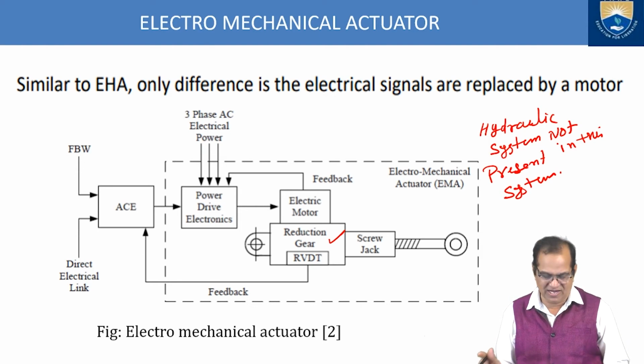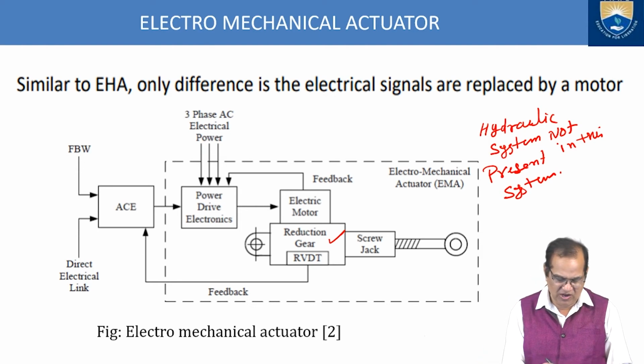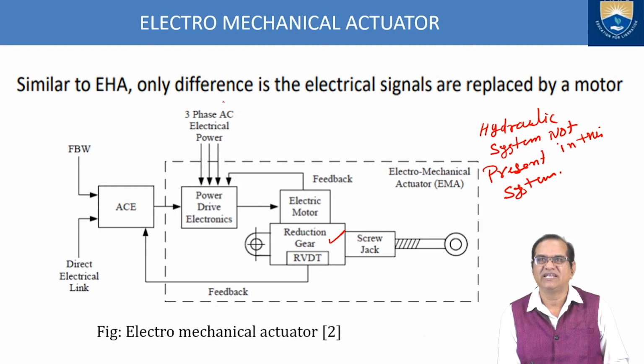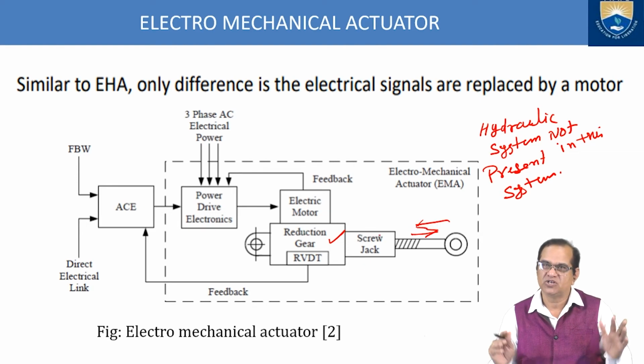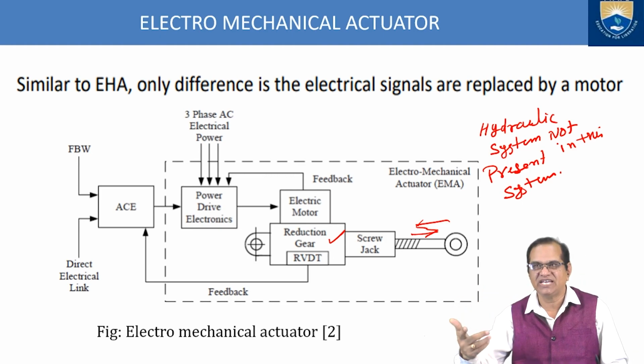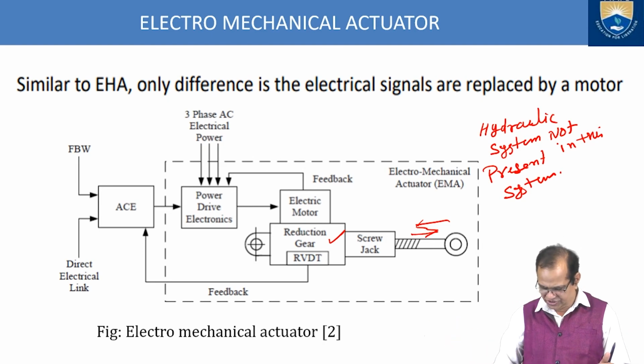Only electrical and mechanical will work, either fly-by-wire, and the signal will come from the direct electrical link to the ACE. And here the three-phase power supply will go to the power drive electronics. From here it will go to the electric motor. This electric motor will operate this reduction gear, and as per the motion of this gear, here is the screw jack and here are the screws. By this it will go like this or this as per the motion of the screw jack. So I think it is very clear that electric motors are used to operate the jacks or to operate the different control systems of the aircraft.